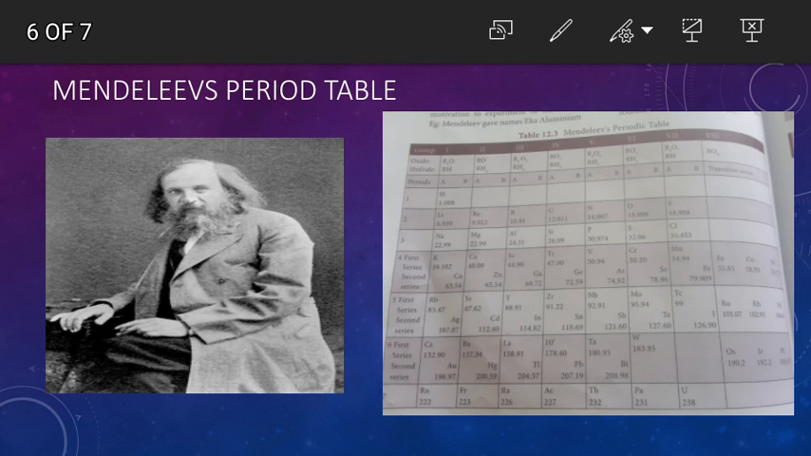For example, Mendeleev's prediction was that the atomic mass of germanium was 72, but the actual atomic mass of germanium is 72.59. So we could not correctly say what the atomic mass was, but later they found it. Before that, Mendeleev assumed it was 72. So there is some difference in his table. Some mistakes were found in his table also.